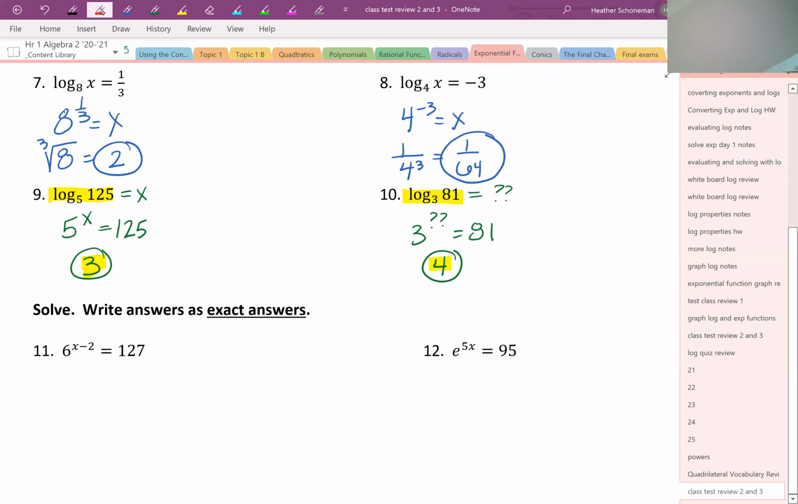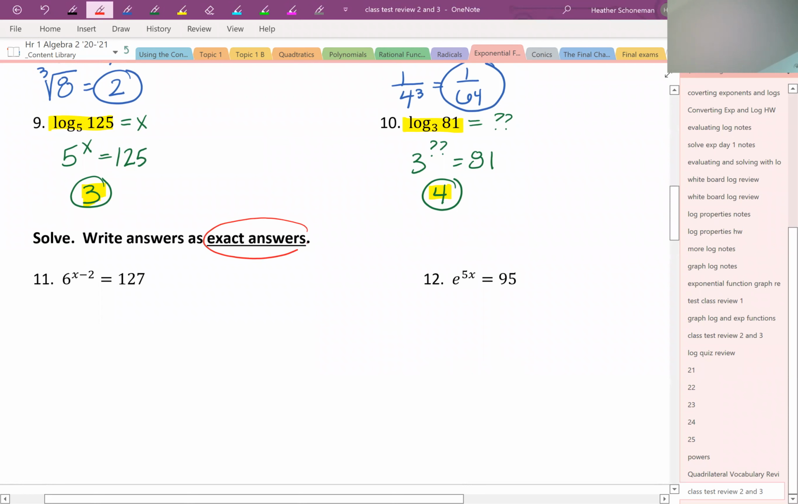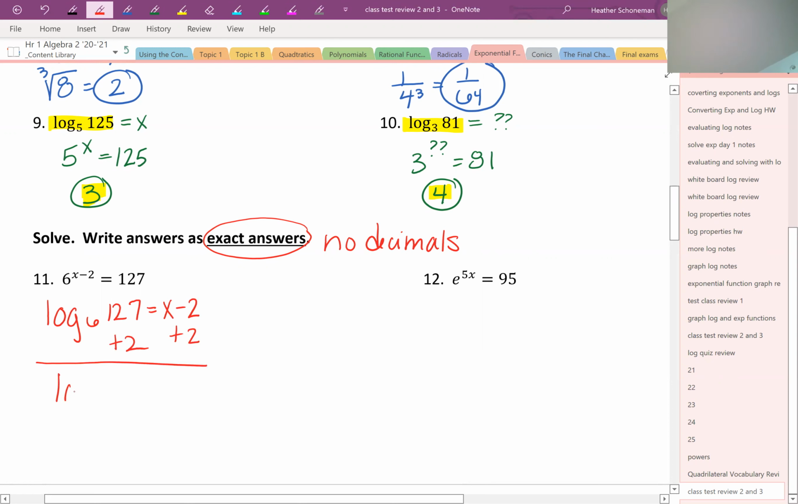Okay, last one. This part's easy. We're going to rewrite as exact answers. That means no decimals. So we're not going to punch it into our calculator. We're going to stop before we get to our calculator. So in this one, if I'm rewriting as a log, it's going to be log base 6 of 127 equals x minus 2. Well, to finish it, I've got to get x by itself. So I'm going to add 2 to both sides. That's going to give me log base 6 of 127 plus 2 equals x.